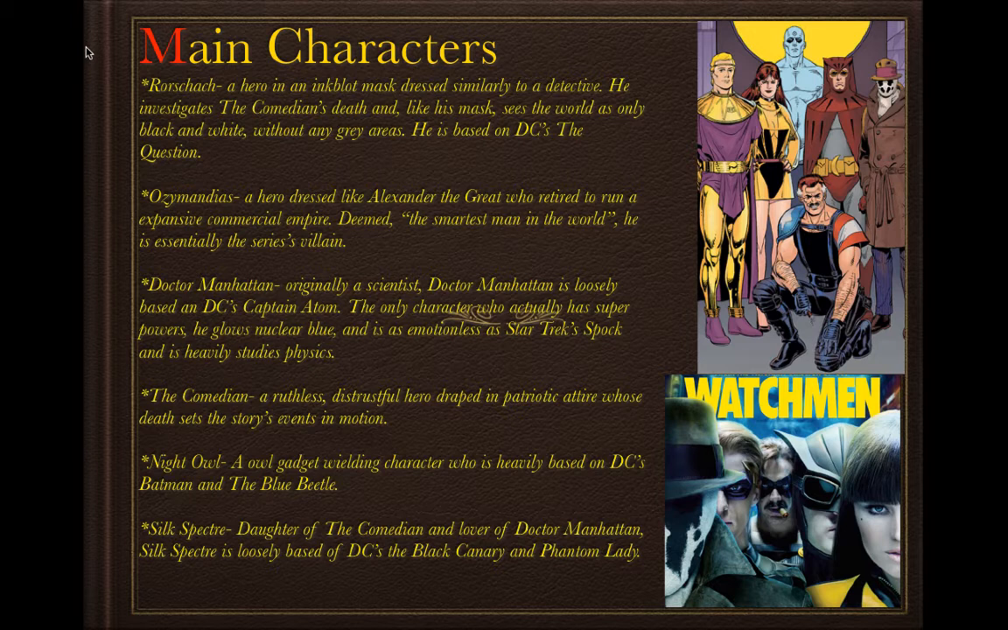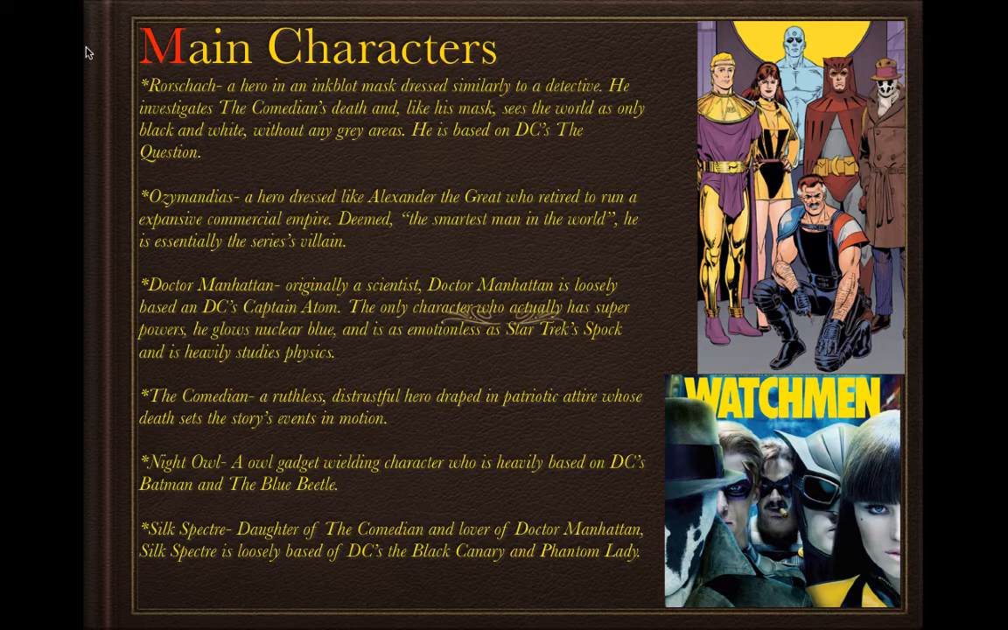The Comedian is the character seen in the middle of both pictures, wearing the star-spangled outfit on the top, and with the mask in the middle. In both pictures, he's holding a cigar. The Comedian is a ruthless, distrustful hero draped in patriotic attire, and his death sets the story's events in motion. It's revealed towards the middle to the end that he is actually the father of the character Silk Spectre. So again, yeah, if you didn't want to know that, sorry, I warned about spoilers earlier.